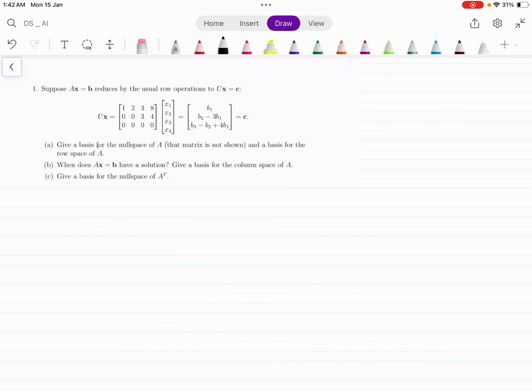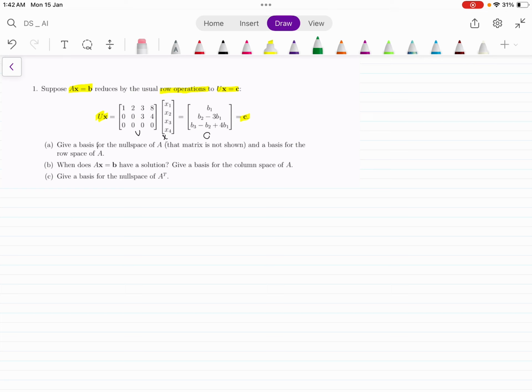So okay, let's look at this first question. We have been given this system of equations Ax = b, right? And what we have done, we have performed some row operations, or you can say we have done some elimination, and we have reduced this system Ax = b to Ux = c. Now we have this equation, Ux = c, and we have been given this matrix U, and this is x and this is c.